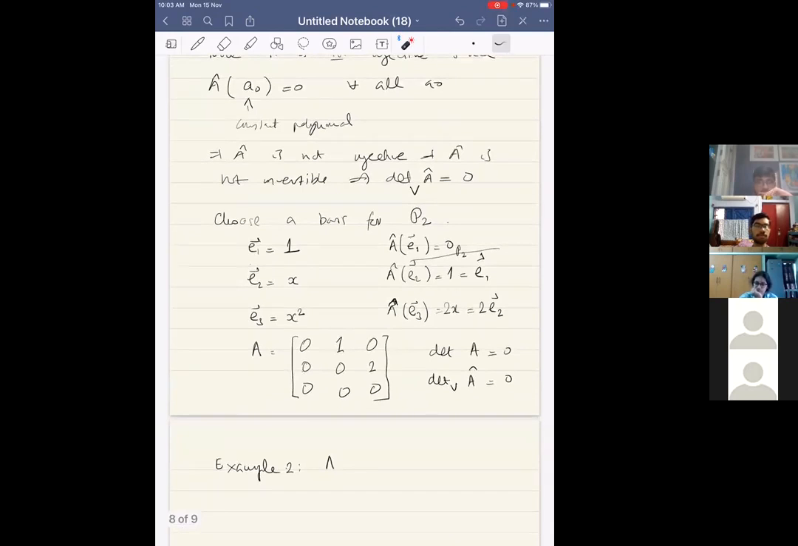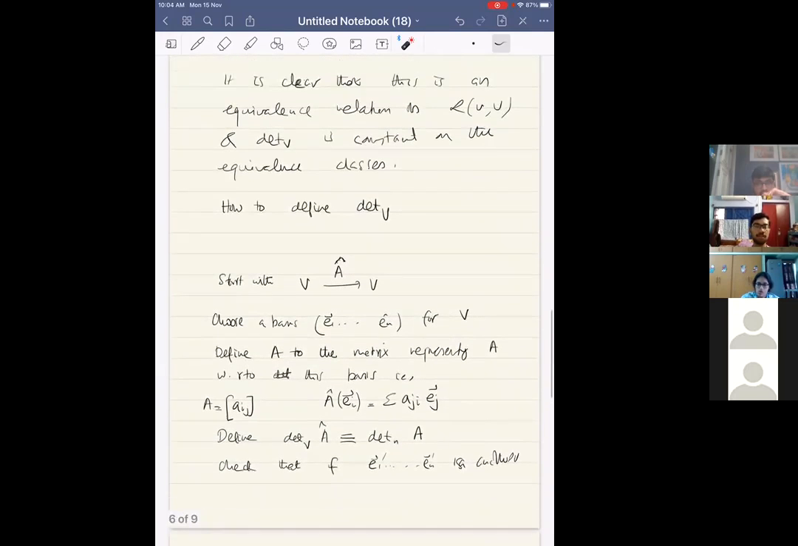The basis consists of three polynomial functions. One is the constant polynomial function 1. The second is the polynomial function x itself. The third is the polynomial function x squared. So do you understand the choice of basis? Yes, sir. Now, once I have chosen a basis for a vector space, and now if I am given a linear map, then I can associate a matrix to that linear map like I have done here.